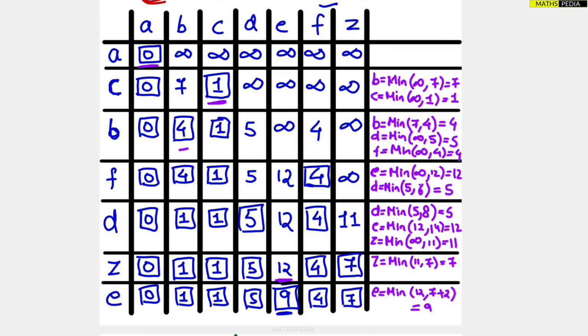If you want to calculate from A to Z, what will you do? A to Z, same procedure. See the Z column, see the Z row. What is the Z value here? 7. The shortest distance from A to Z will be 7. Okay, like that you have to verify.